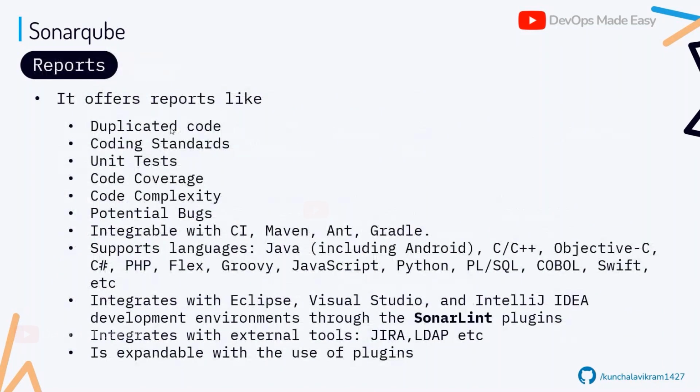Okay, so these are the various reports that SonarQube can give you: code duplications, any coding standard violations, unit test cases, code coverage (I'll talk about code coverage), code complexity, and potential bugs. These are the things it will give you reports on.